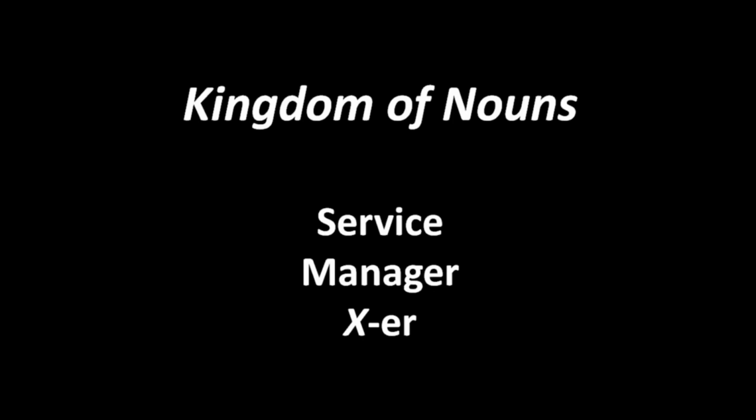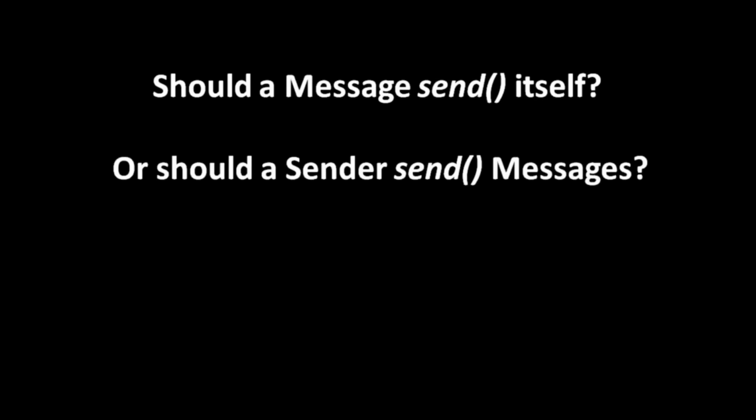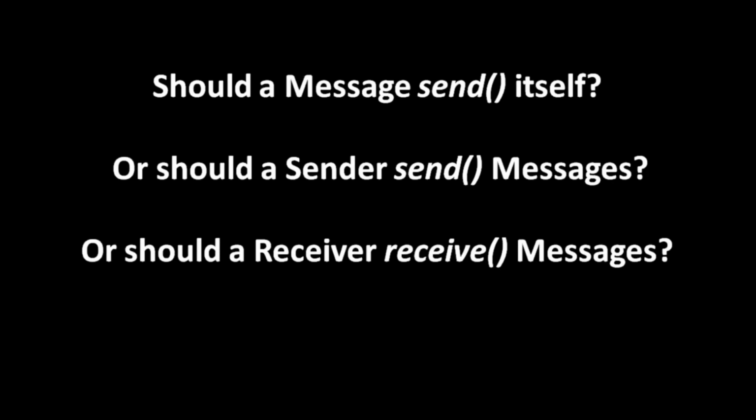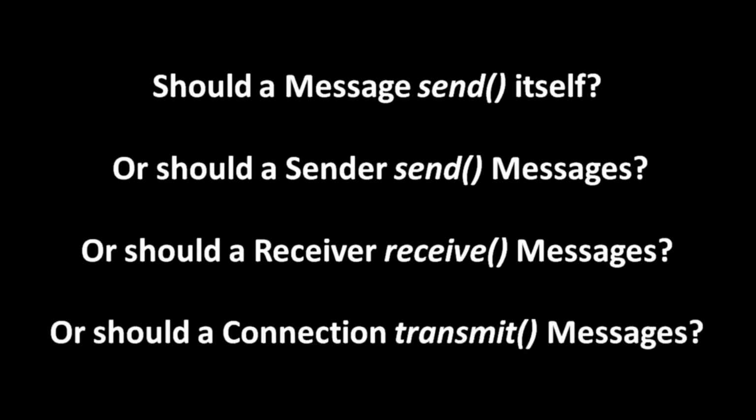In object-oriented analysis and design, we constantly have to ask ourselves stupid questions like, should a message send itself? Because maybe instead we should have some sender object which sends messages. Or wait a minute, maybe there should be a receiver object which receives messages? Or a connection object which transmits messages? So very quickly, the real-world modeling which object-oriented programming promises becomes a fool's game, where there aren't any real good answers. In my experience, object-oriented analysis and design very quickly becomes analysis paralysis.